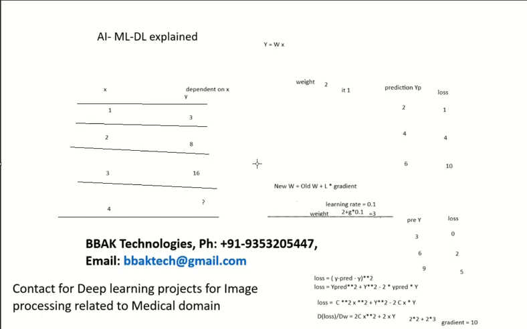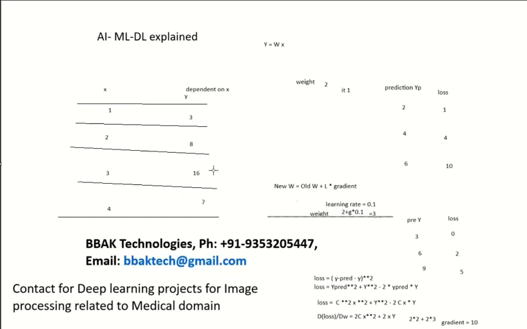Now I am explaining that with respect to the medical domain. Sorry, I will explain with numbers, especially in numbers. So we have three input data, meaning three records. When x is 1, y is 3, meaning the dependent value is 3. When x is 2, the dependent value is 8. When x is 3, the dependent value is 16.